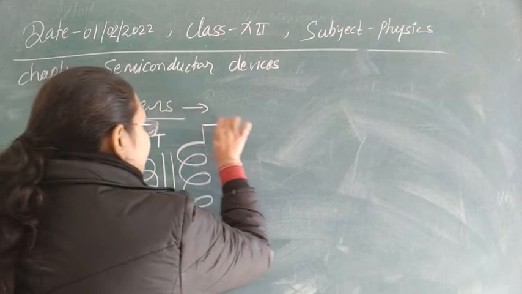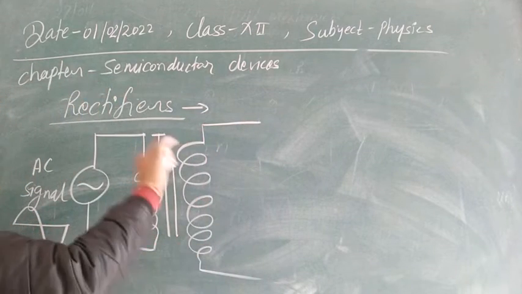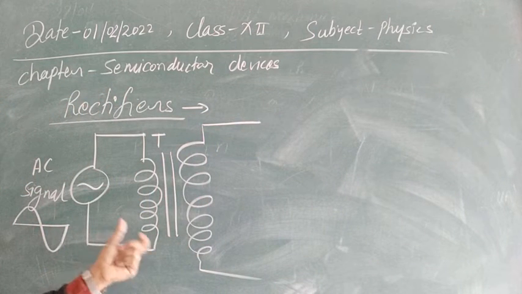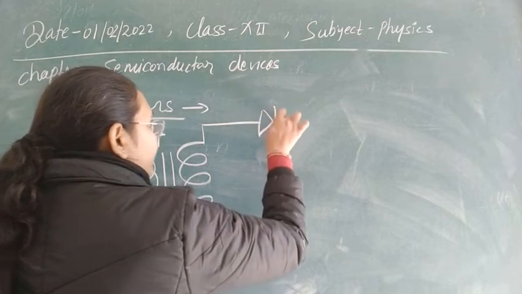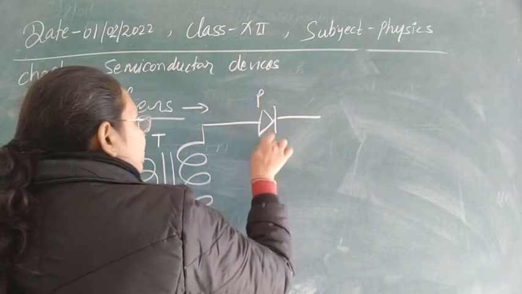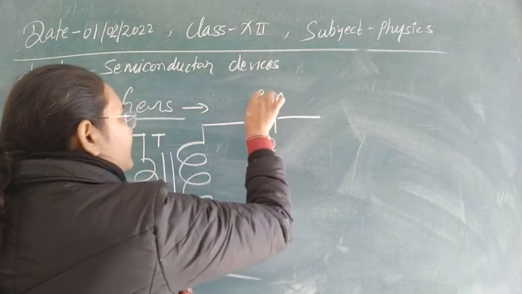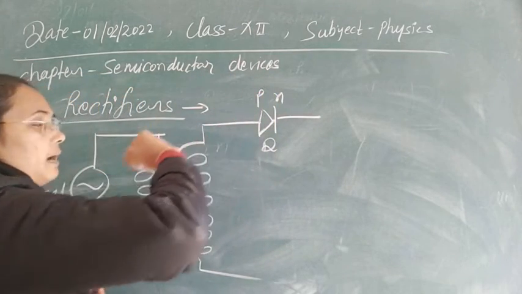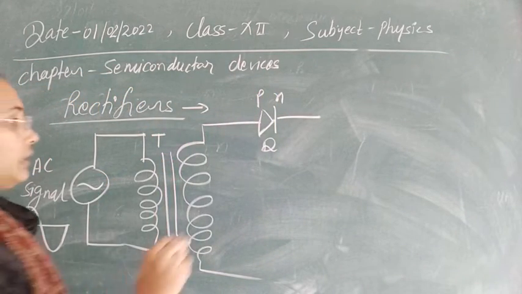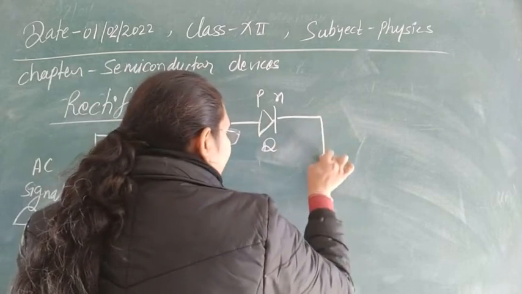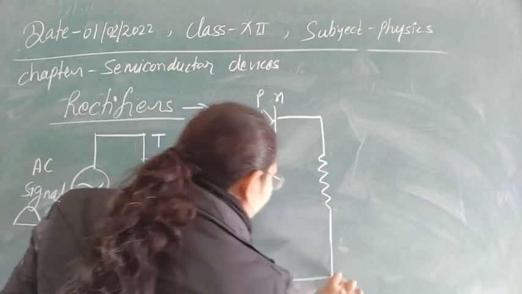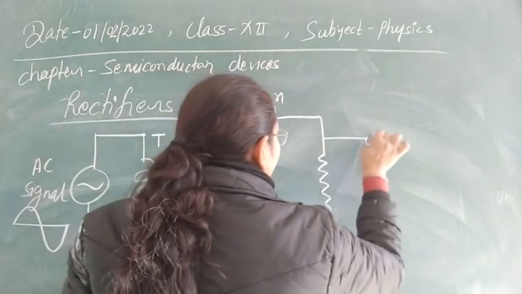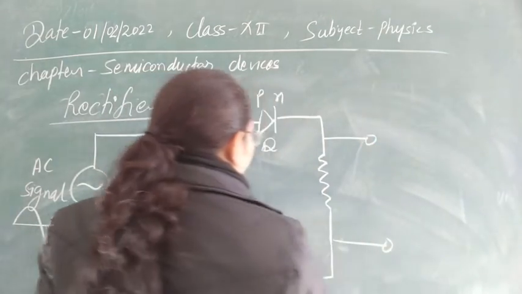Next, after this, the signal is converted into a high or low signal. After this, we use a diode. This is our diode, suppose D. This is the P side and this is the N side. This is the symbolic diagram of the PN junction diode. Then we use a load to take the output. So this is the load through which we can now take the output of this whole experiment.